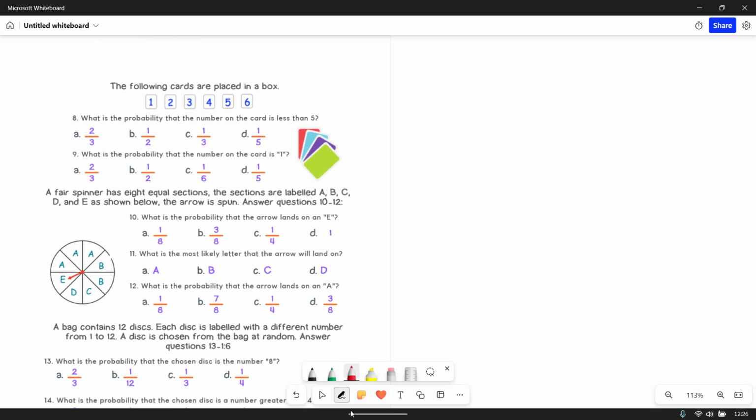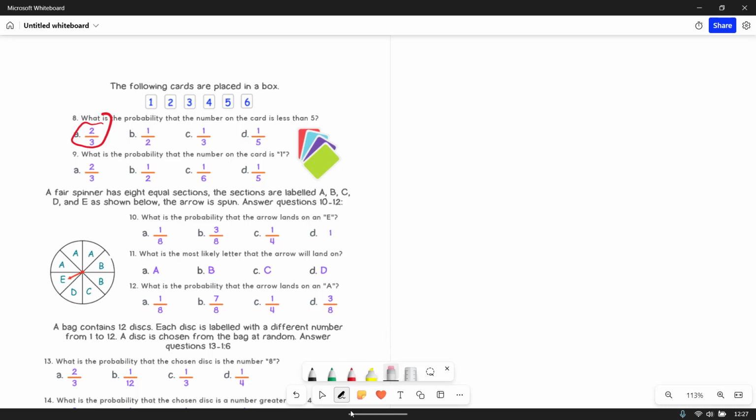Following the questions about probability of the card, the probability that the number on the card is less than 5. Well, there's 4 numbers less than 5, so 4 out of 6. So 4 out of 6, if we simplify it, is going to be 2 out of 3. It's going to be A.